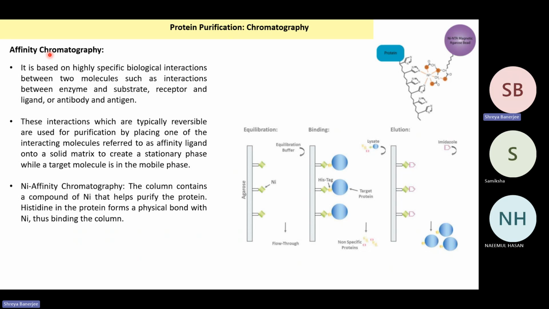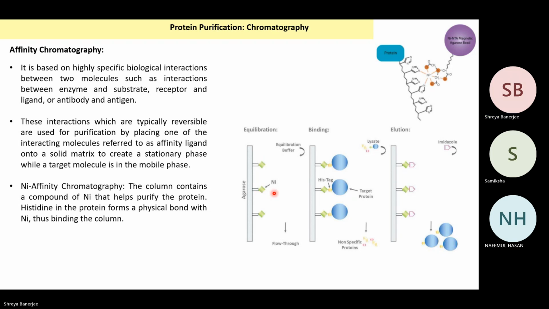Another kind of this separation is called affinity chromatography, and this is based on very specific biological interactions between two molecules, such as interaction between enzyme and substrate, receptor and ligand, or antibody and antigen. One example is the nickel affinity chromatography. So the column contains a compound of nickel.